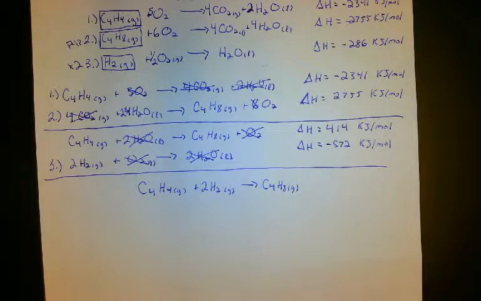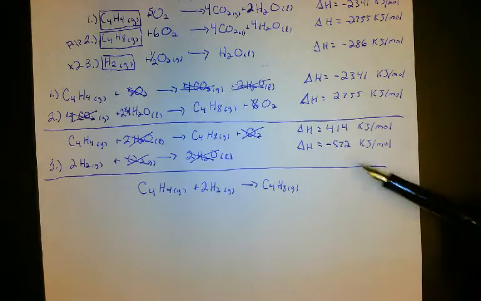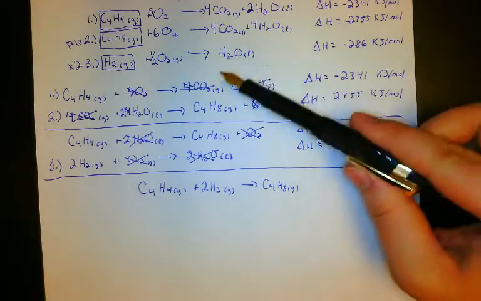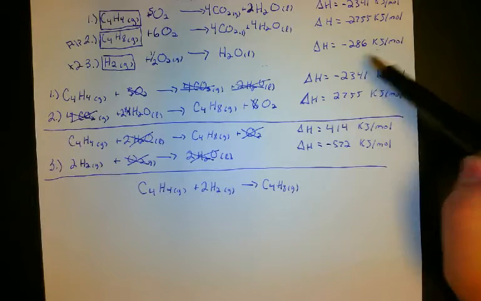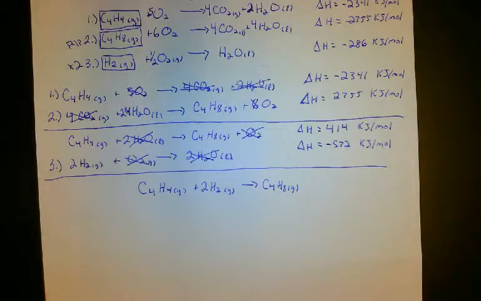How did you get the negative 572? I got the negative 572 because equation 3 was a negative 286. I had to multiply equation 3 by 2.